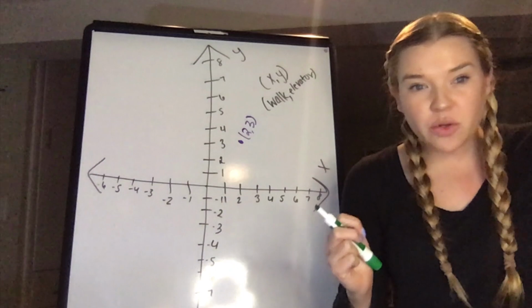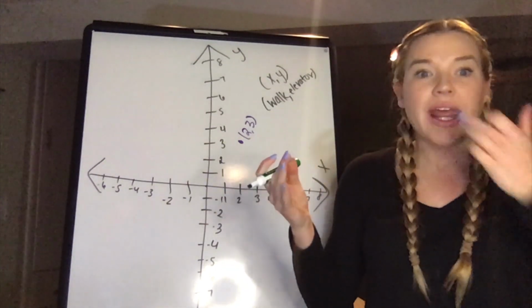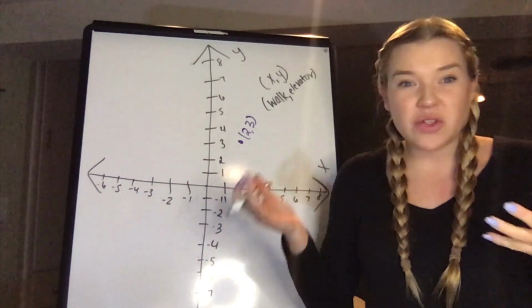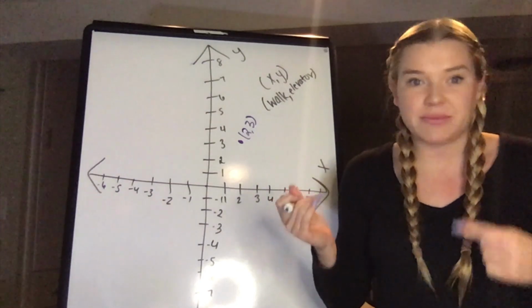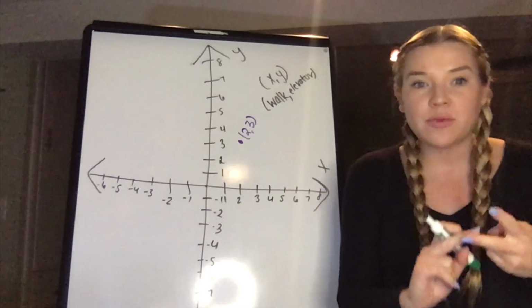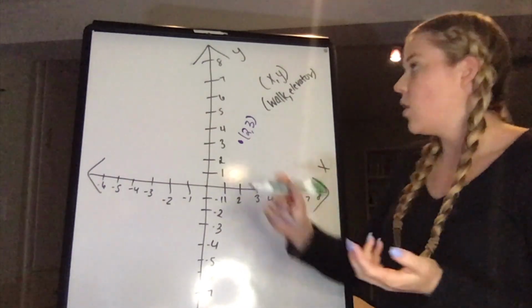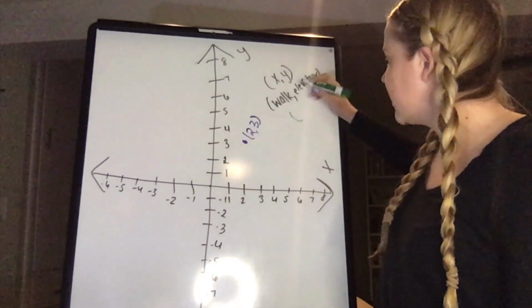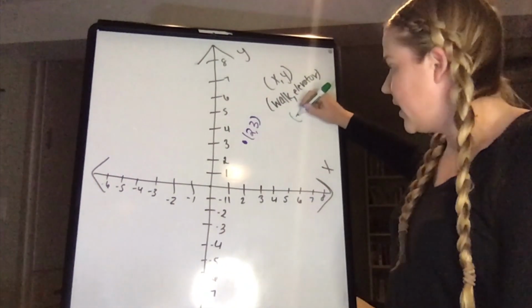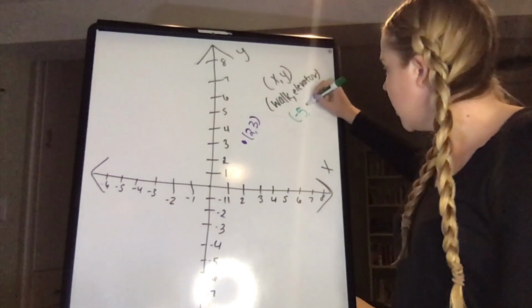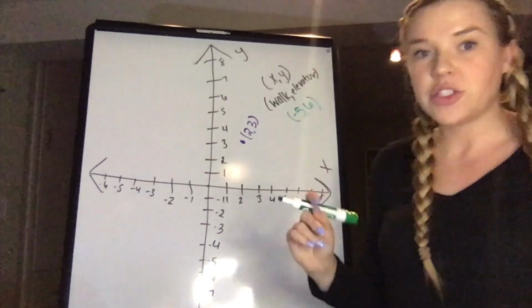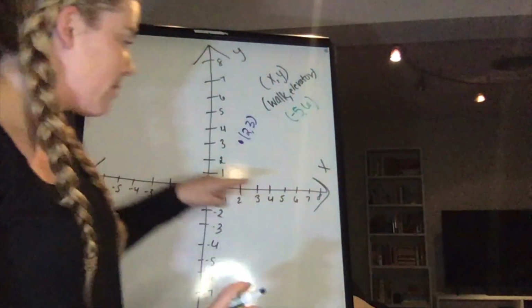Now, I may also get a number or a coordinate that has negatives in it, and we can do that too. It's still going to be the same actions. I'm still just going to walk first, and then I'm going to take my elevator afterwards. So I'm going to write it right here. So let's say my next coordinate is -5, 6. So I'm still starting at home. I'm still starting at my home base.